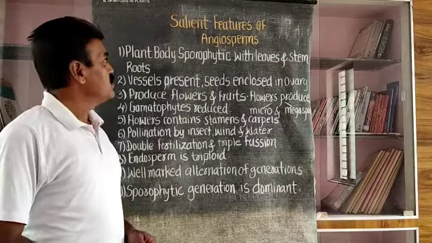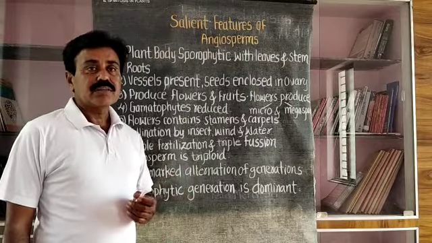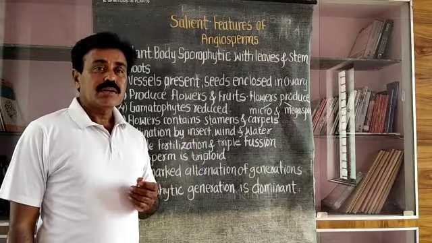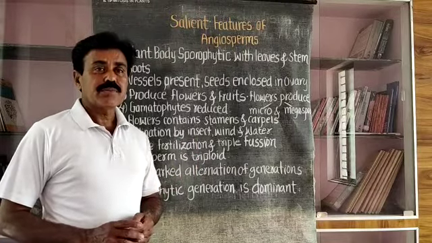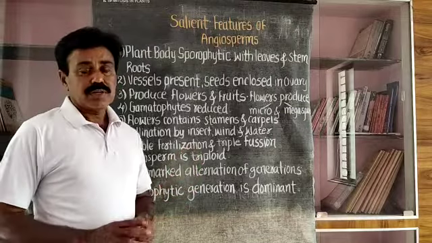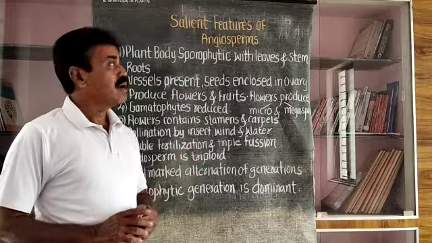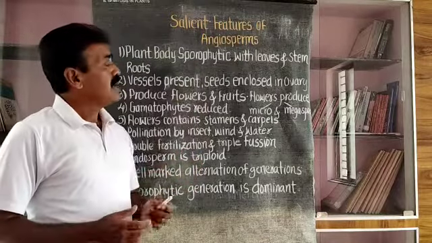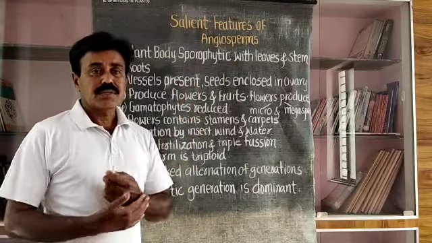Now here in this video we are concerned with unit number 2, which belongs to paper number 4, semester 2. In this particular unit we will discuss the salient features of angiosperms.